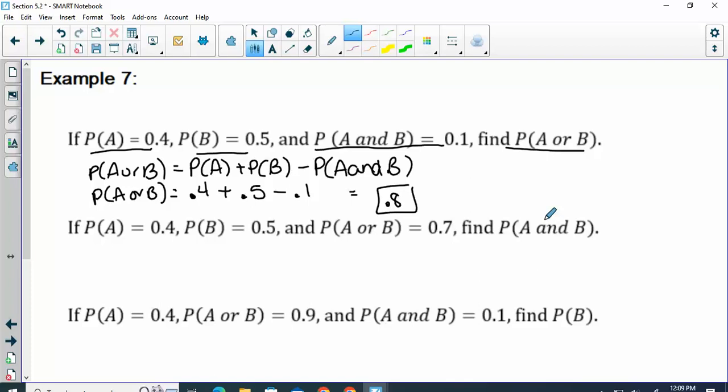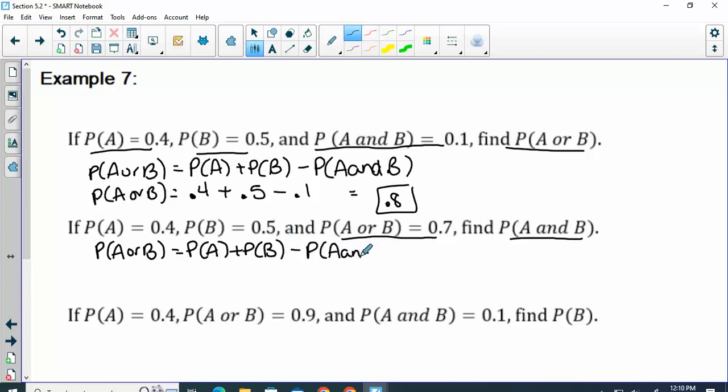Alright, but just like anything else, we could solve equations with these. So we might have to move terms around. So the next one, I'm still giving you all the same components, but this time I told you the probability of A or B. We're finding the and. So the formula, probability of A or B equals probability of A plus probability of B minus probability of A and B. Very helpful to write out what formula we're using.